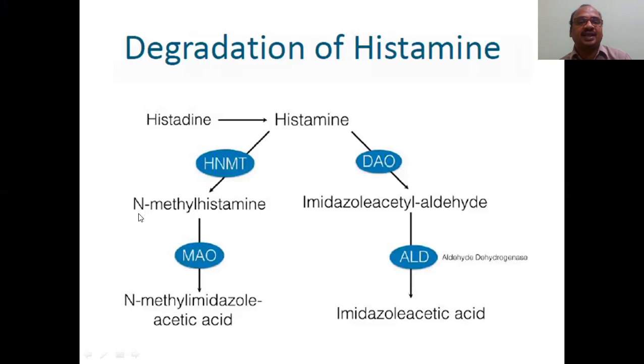HNMT, N-methyl histamine, imidazole aldehyde, ALD, imidazole acid. These are the metabolic products of histamine that you have to practice. MAO, N-methyl imidazole acetic acid. You have to take a pen and practice this. This is important. Okay, right.